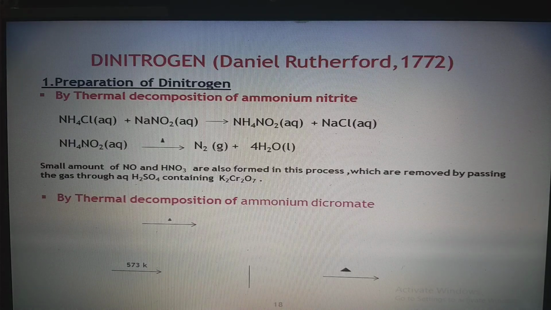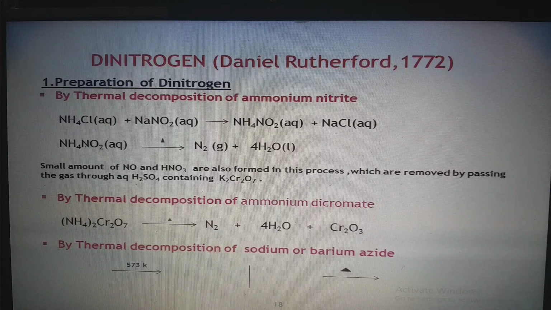The second method is by thermal decomposition of ammonium dichromate. Ammonium dichromate decomposes thermally to liberate free nitrogen along with water vapors and chromium oxide.